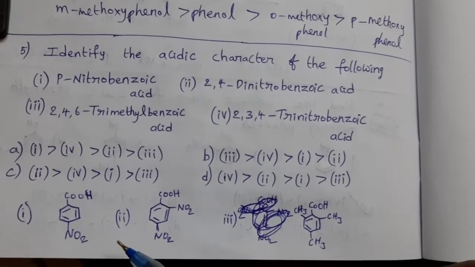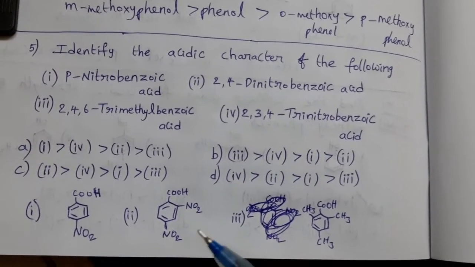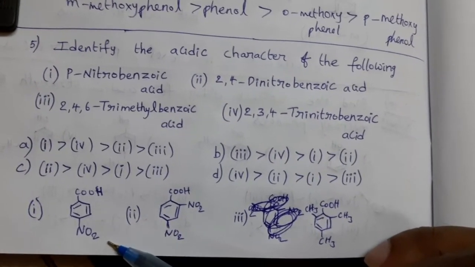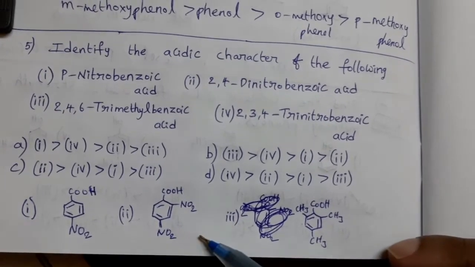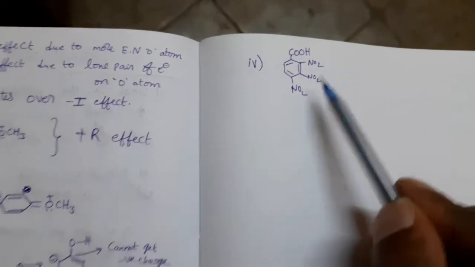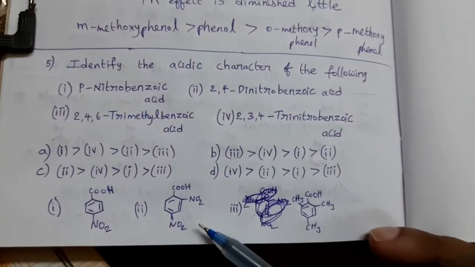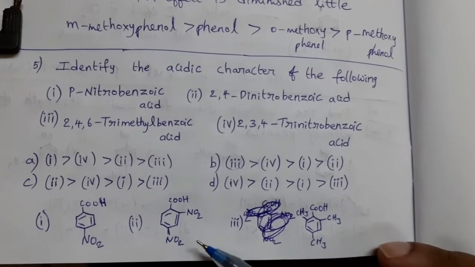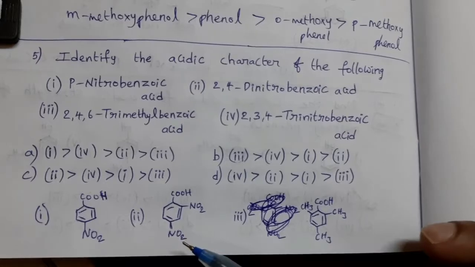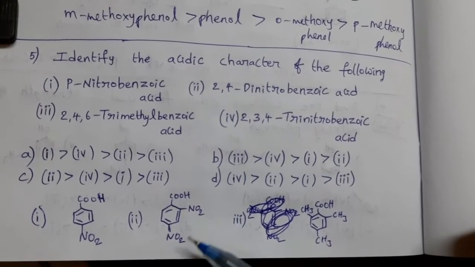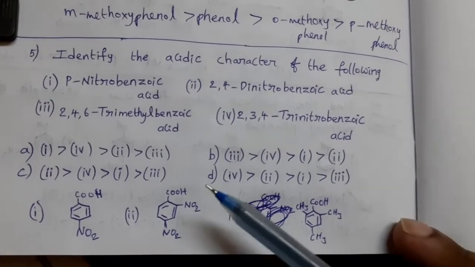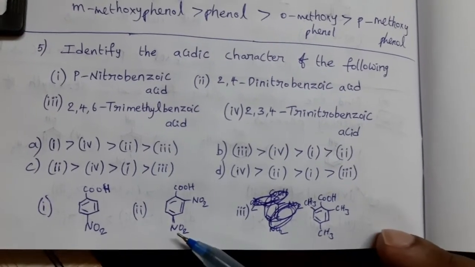Now decide the acidic character order for the remaining three compounds having NO2 group. For this, one NO2 group is there. For this, two NO2 groups are there. Here, three NO2 groups are there. From this, we can say if more electron withdrawing groups are present, then acidic character is more. Here, two NO2 groups are present at different positions, not in adjacent positions. This is second position, this is fourth position.